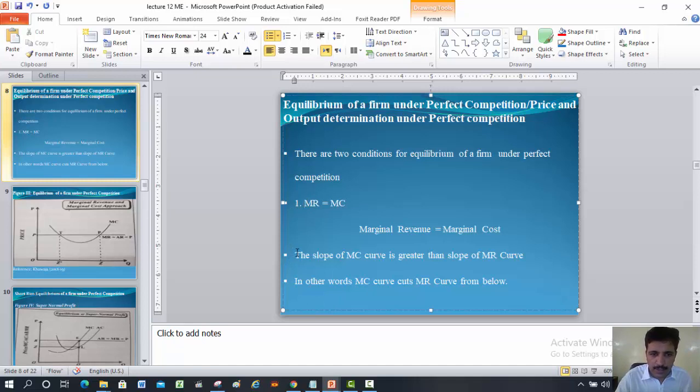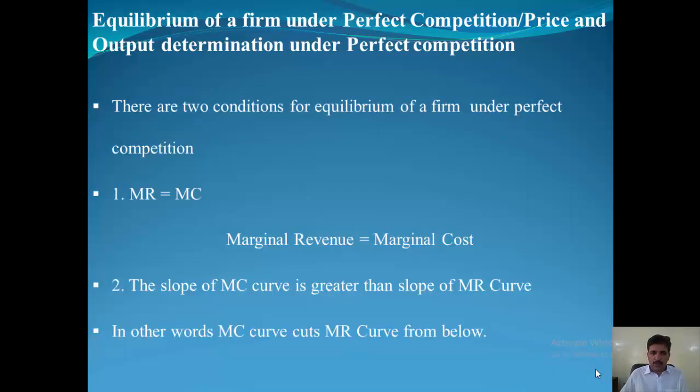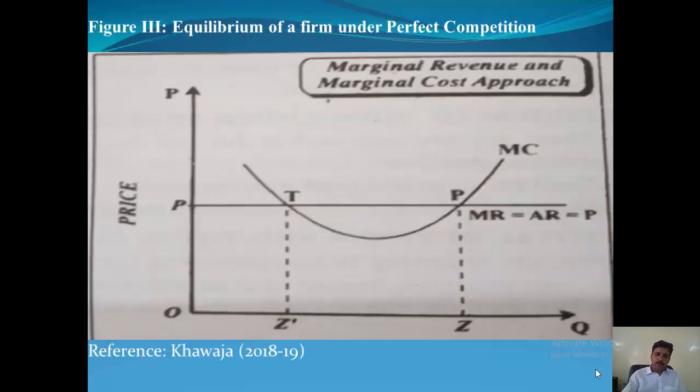The second condition is that the slope of the marginal cost curve is greater than the slope of the marginal revenue curve. This is a very important condition. In other words, we can say the marginal cost curve should cut the marginal revenue curve from below. Look at this diagram. On the y-axis we have measured price and revenue. On the x-axis we measure the quantity.